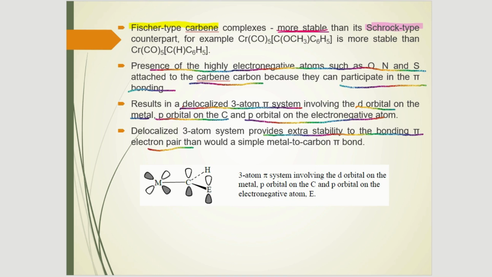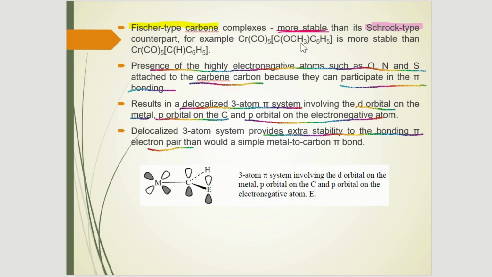Usually a typical question will be asked: which one is more stable, Fischer type or Schrock type, between these two different compounds? So how do you answer that kind of question? You have to relate it to the three atom pi system. What is the three atom pi system? Fischer type carbene complexes are more stable than their Schrock type.